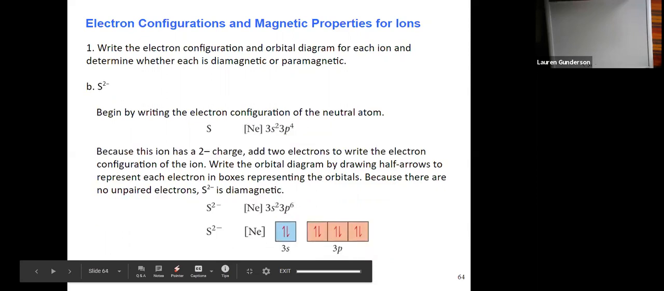For sulfur 2-, my initial electron configuration is 3s2, 3p4. I am going to add 2 electrons to that. Once I do that, I have 3s2, 3p6 in my valence. And when I draw out that orbital diagram, I again have everything paired up. This is another diamagnetic species. And notice that you can shorthand your orbital box diagrams by including that bracket with the nearest preceding noble gas before your orbital diagram, just to make it a little bit shorter for you to draw.